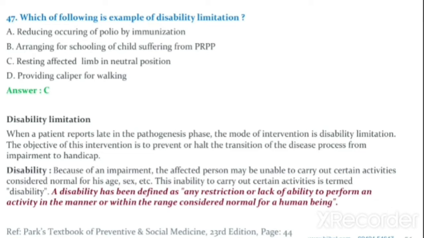A disability has been defined as any restriction or lack of ability to perform an activity in the manner or within the range considered normal for a human being. The reference for this is from Park's Textbook of Preventive and Social Medicine, 23rd edition, page number 44.